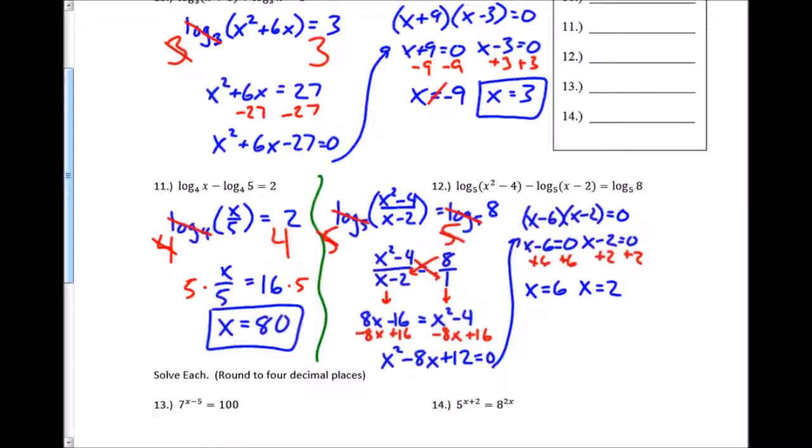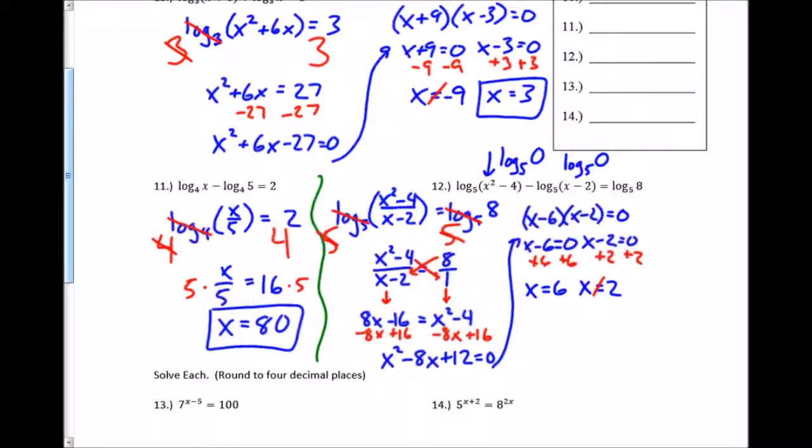And the reason for that is if I plug the 2 in here, it gives me log base 5 of 0, which is undefined. I can't plug that into my calculator. Here I would get log base 5 of 0, which again is undefined. I can't use that answer because I can't plug zeros into the logarithm. I can only plug positives in. Can't have negatives, can't have 0. So the only solution here is the x equals 6.